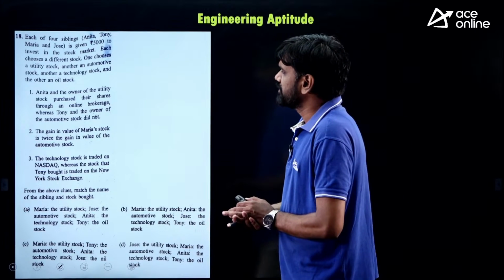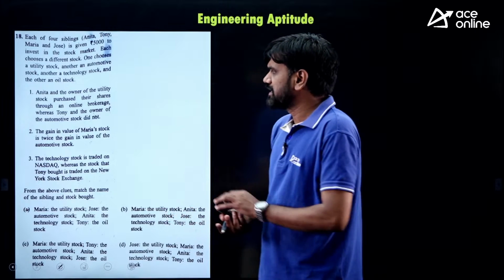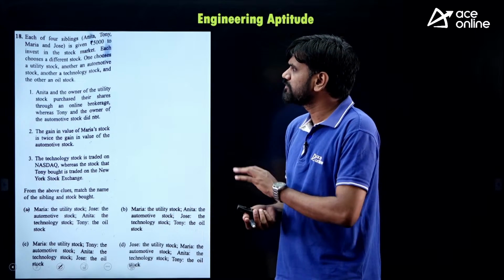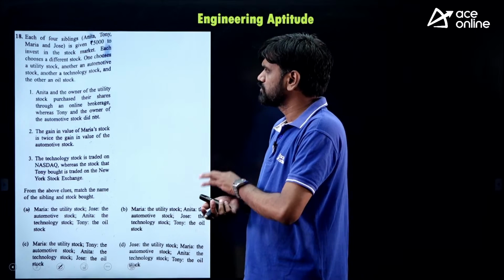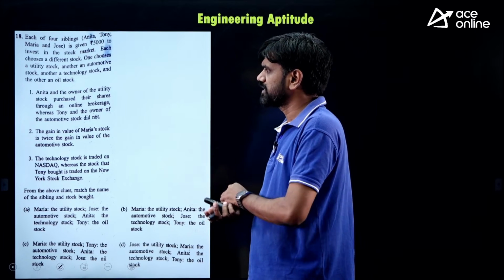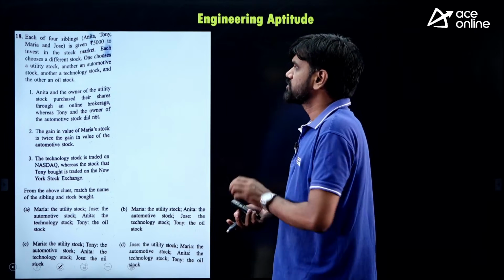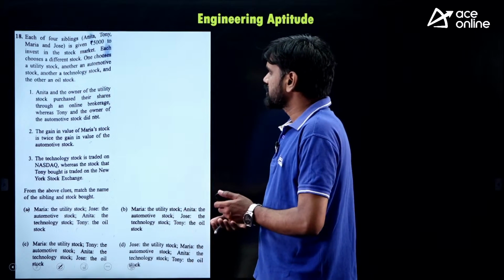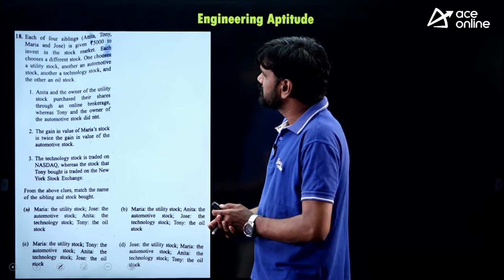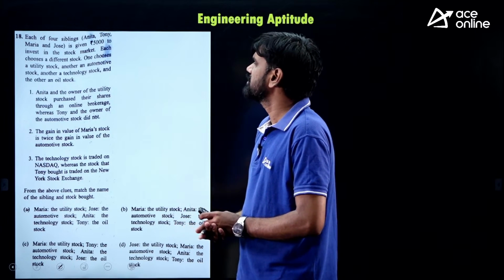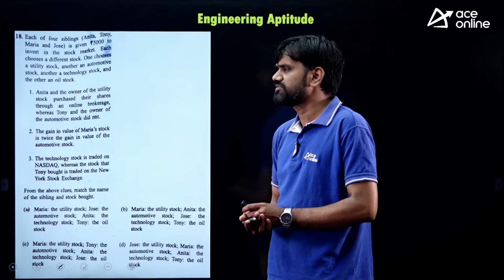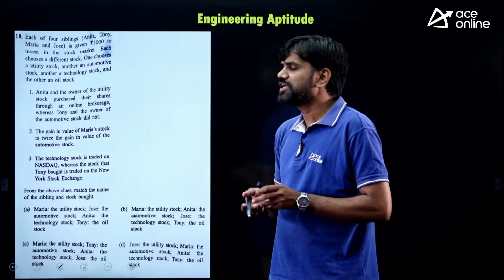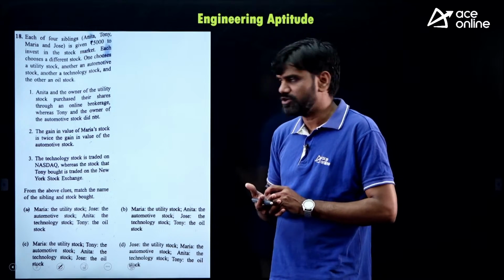So here also they have given, it is something like a puzzle test only. Each of 4 siblings, Anita, Tony, Maria and Josie, is given 5,000 to invest in the stock market. Each chooses a different stock. One chooses a utility stock, another an automotive stock, another a technology stock, and the other an oil stock. So those are the 4 stocks available for those 4 people, and each person is going to choose a different stock.